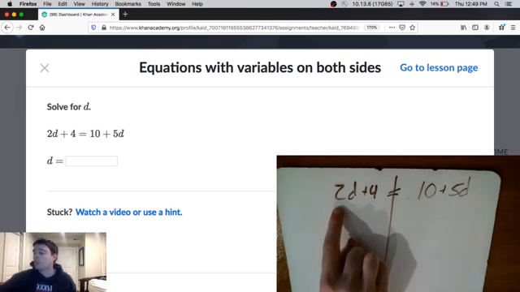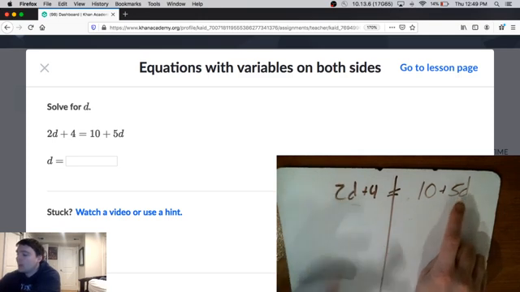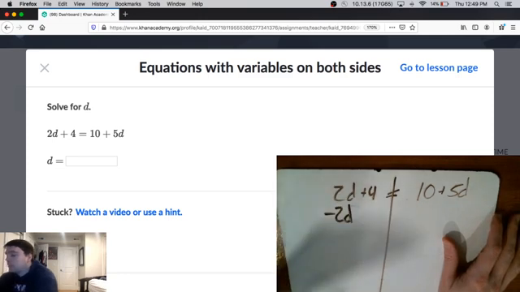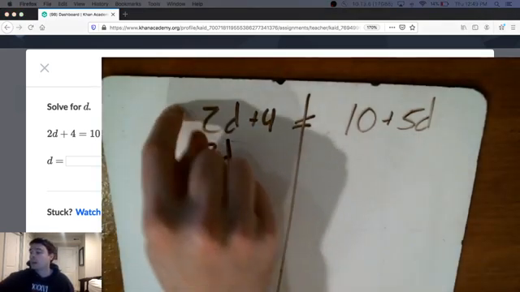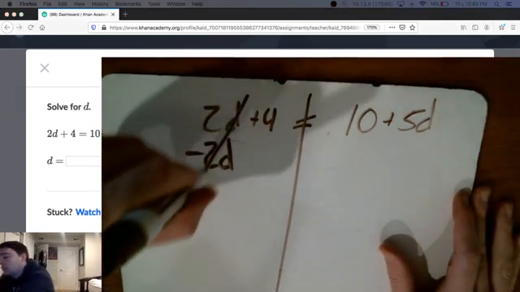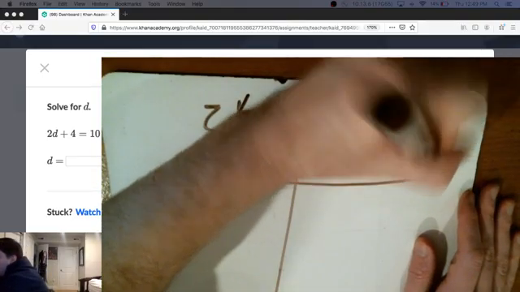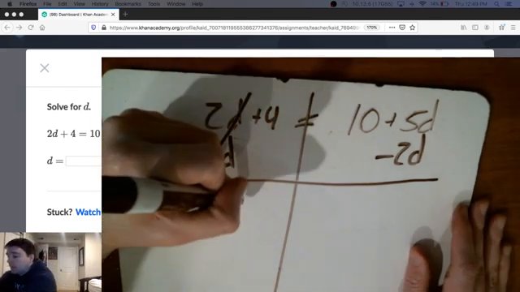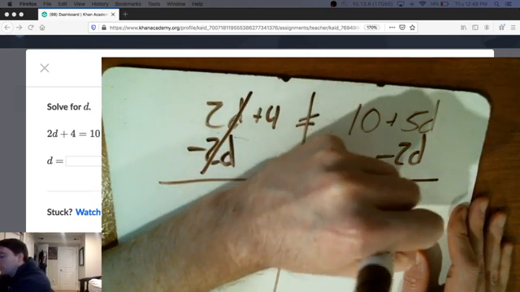I'm going to move the smaller of the 2 variables. When I see 2 variable terms on opposite sides of the equation, I choose to always move the smaller one. So I'm going to move the positive 2d, and the way I cancel that out from the left side of the equation, let me make that whiteboard a bit larger as we go through it. The way I cancel that out from the left side is to subtract 2d, because that would eliminate a positive 2d, and then I need to do the same negative 2d on the right side of the equation. I get 4 on the left side of the equation is equal to 10 plus 3d.